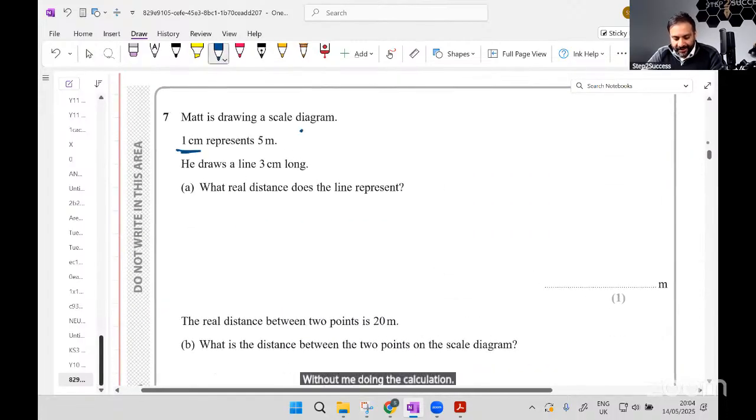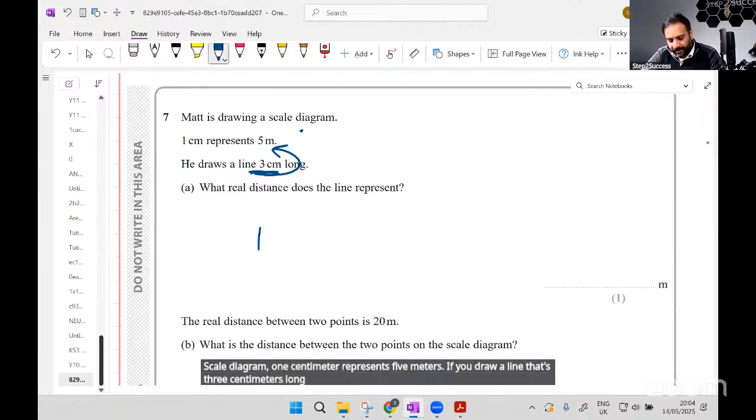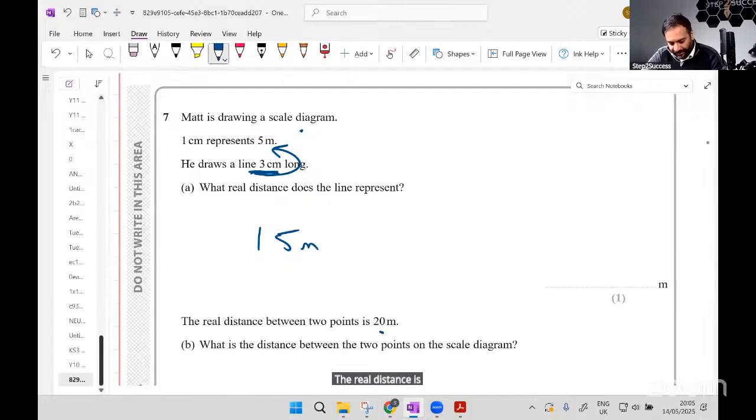Scale diagram, 1 centimeter represents 5 meters. If you draw a line that's 3 centimeters long, then you times it by 5 and you get 15 meters. The real distance is 20 meters. What's the distance on the diagram?